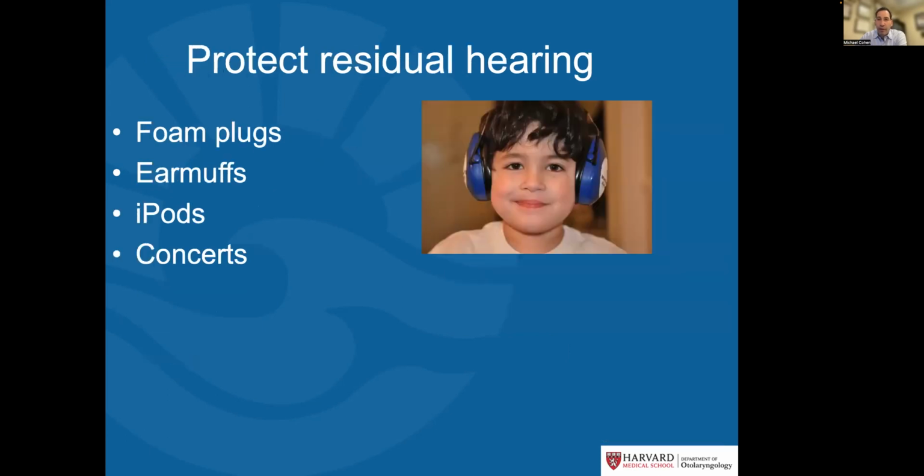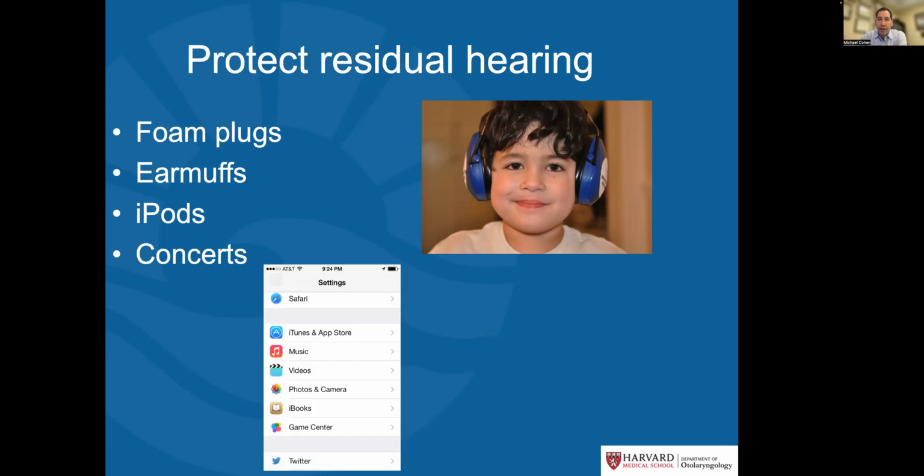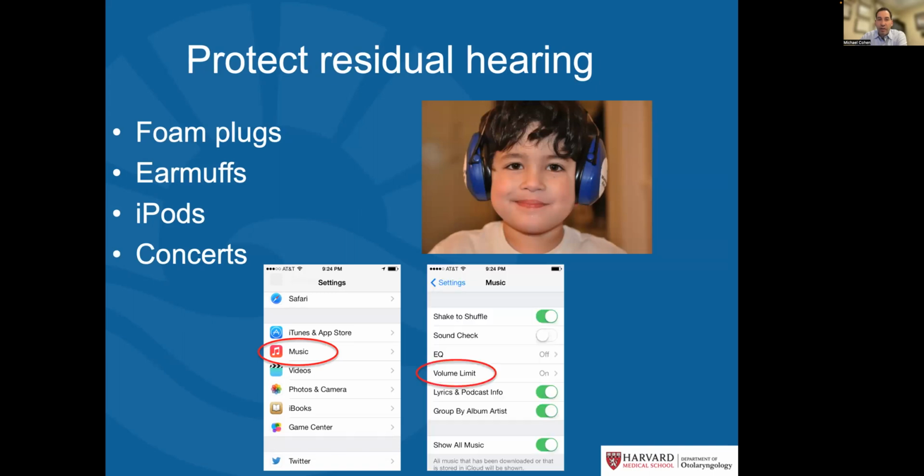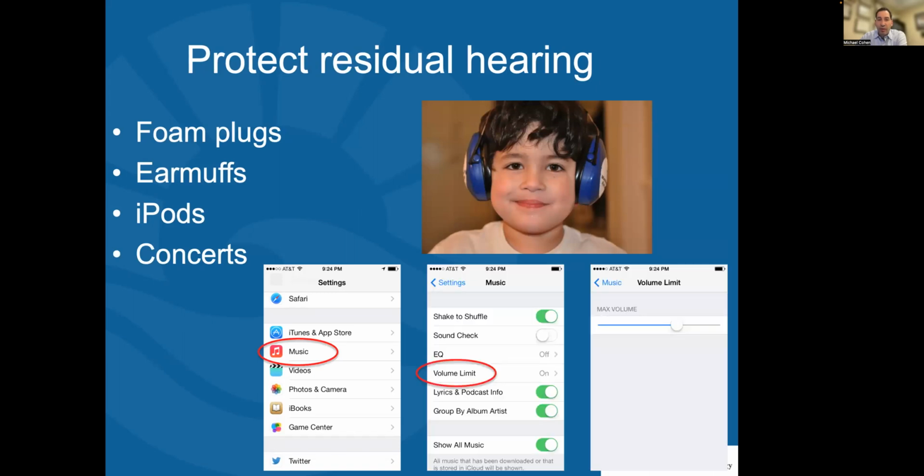I also always recommend for children with hearing loss to protect residual hearing. So in noisy environments, we want to wear either earplugs or earmuffs to protect from loud ambient noise, and also protect from personal listening devices. iOS lets you set volume limits. If you go into music, you can set a limit on your personal listening device and prevent the ears from getting blasted from too much loud noise.